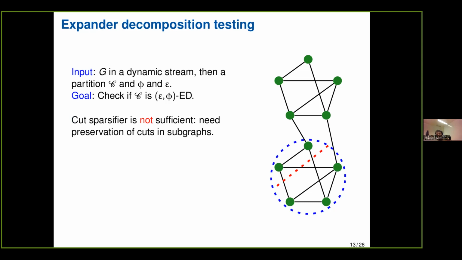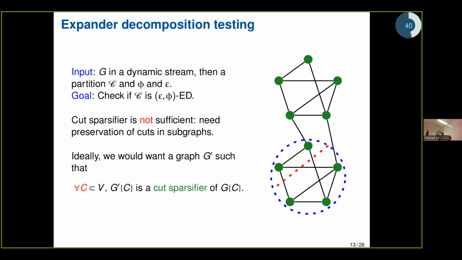So for this problem, if we try to use the regular cut sparsifier, we would run into the following issue: we would have to check for each subgraph if it is a phi expander or not. And for a subgraph, it is not known if a cut sparsifier preserves the sizes of cuts, right?